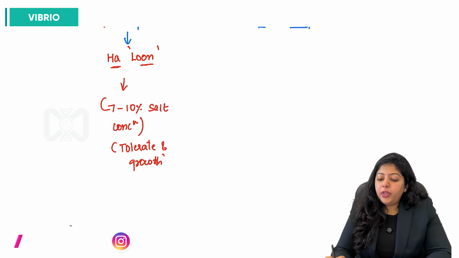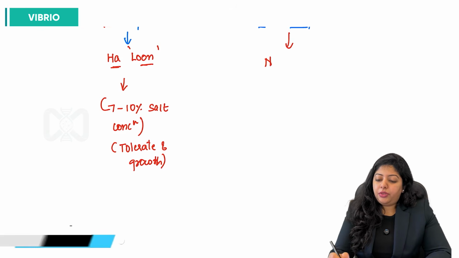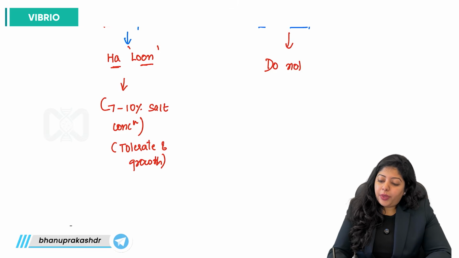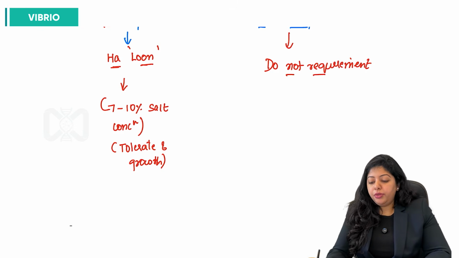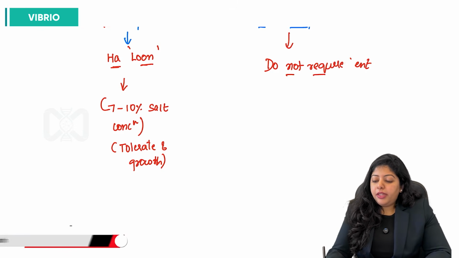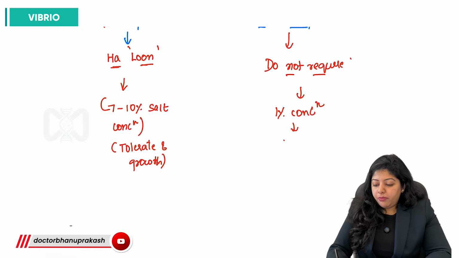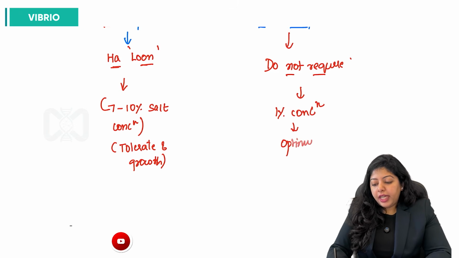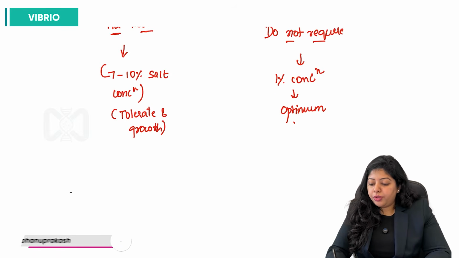And these non-halophilic Vibrios do not require salt for their growth, right? No salt requirement. But a minimum concentration of salt, around 1%, is optimum for their growth. And a higher salt concentration is not tolerated by non-halophilic Vibrios.